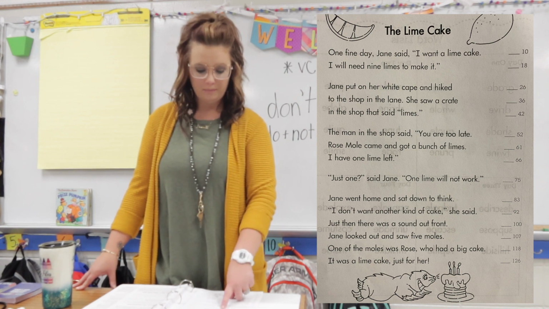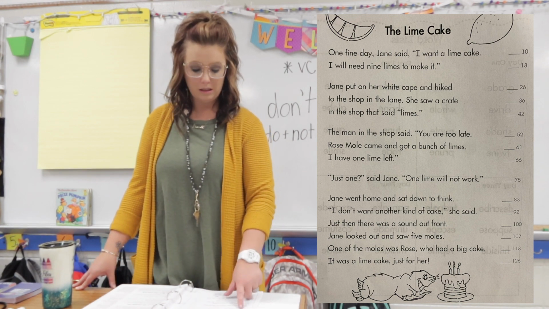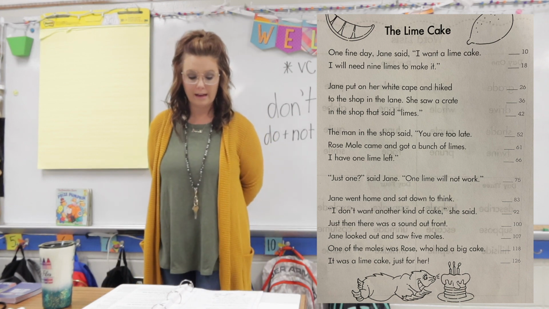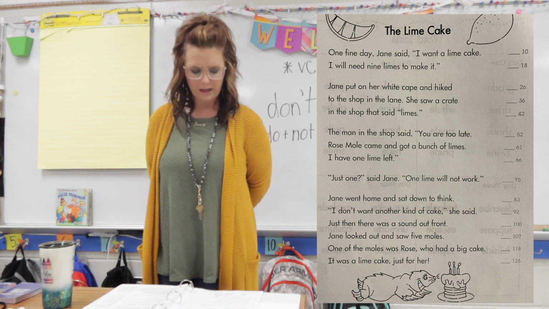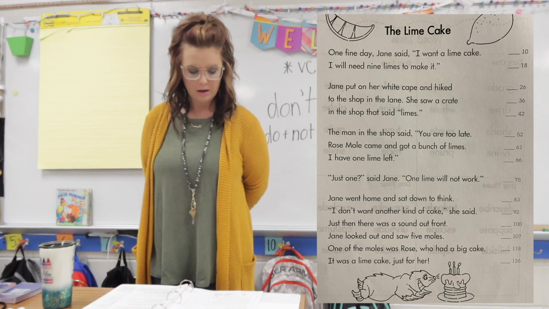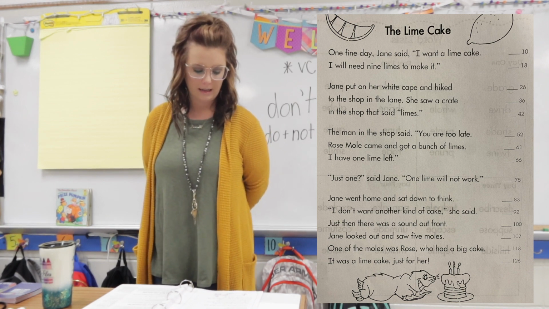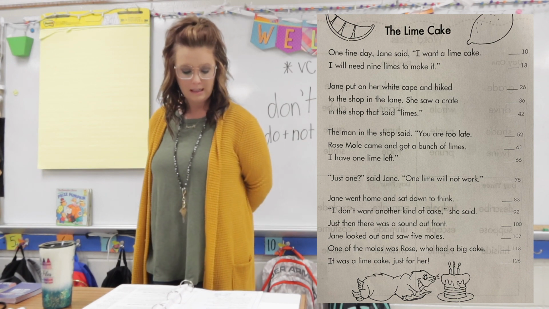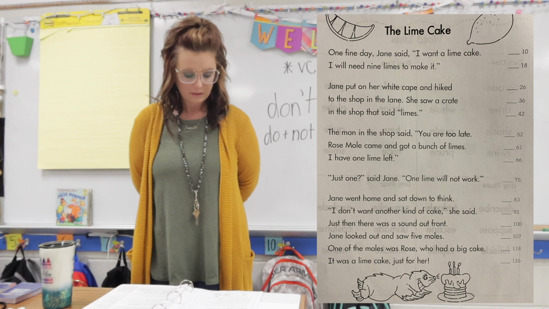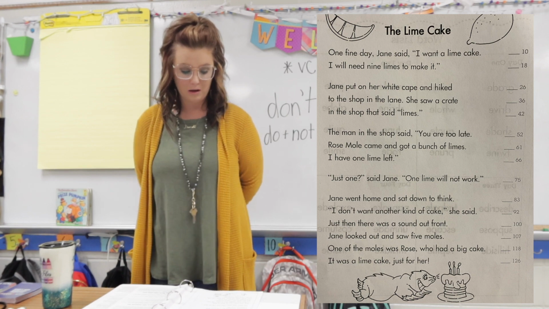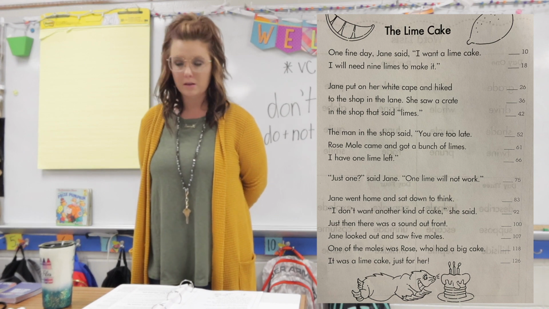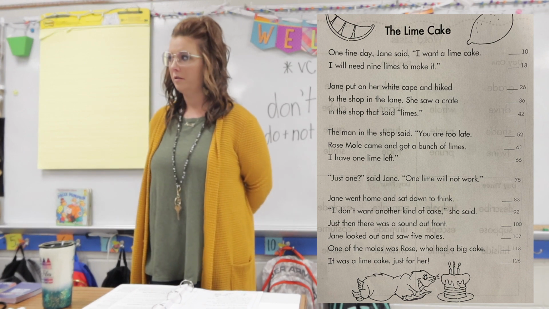The man in the shop said, you are too late. Rose Mole came and got a bunch of limes. I have 1 lime left. Just 1, said Jane. 1 lime will not work. Jane went home and sat down to think. I don't want another kind of cake, she said. Just then there was a sound out front. Jane looked out and saw 5 moles. One of the moles was Rose, who had a big cake. It was a lime cake just for her.